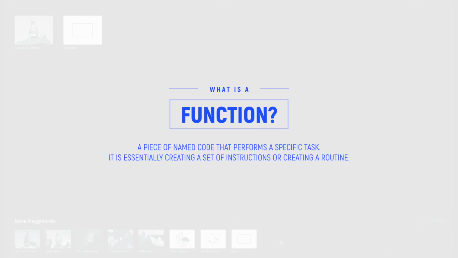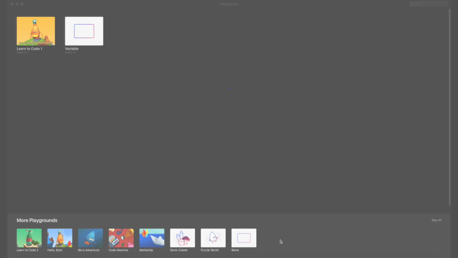So firstly, what is a function? In its simplest terms, a function is a piece of named code that performs a specific task. You're essentially creating a set of instructions or a routine that is completed when you call the function. When we created a variable in my previous video, we declared the variable, we gave it a name, and then we stored a piece of data in that variable. Functions are similar, but rather than just storing a piece of data, you're storing a set of instructions, okay? A section of code that you can then reuse by calling the function name.